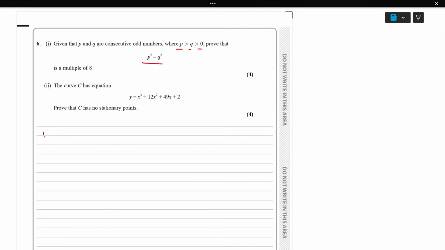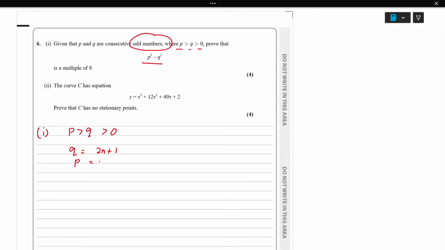So part 1. We know P is greater than Q greater than 0, so the greatest one is P and the smallest one is Q. Both are odd numbers. Odd numbers will take 2 times a number, which is even, then plus 1, so we're going to be odd. Q is the smallest one, so Q equals 2n plus 1. 2 times a number is even, even plus 1 is odd. So that is the odd number we have chosen.